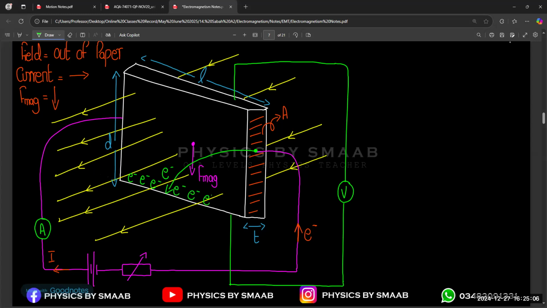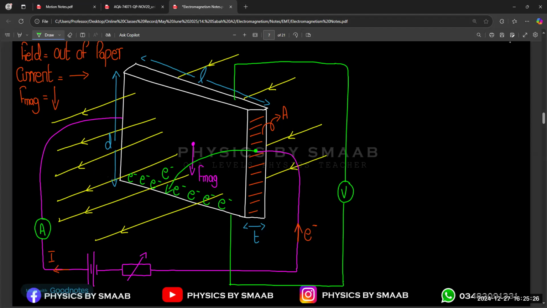Like the number of electrons? Yes, because electrons are deflecting in the downward direction, and it will increase the number of electrons on the bottom side. So it will create a very strong negative charge at the bottom, right?